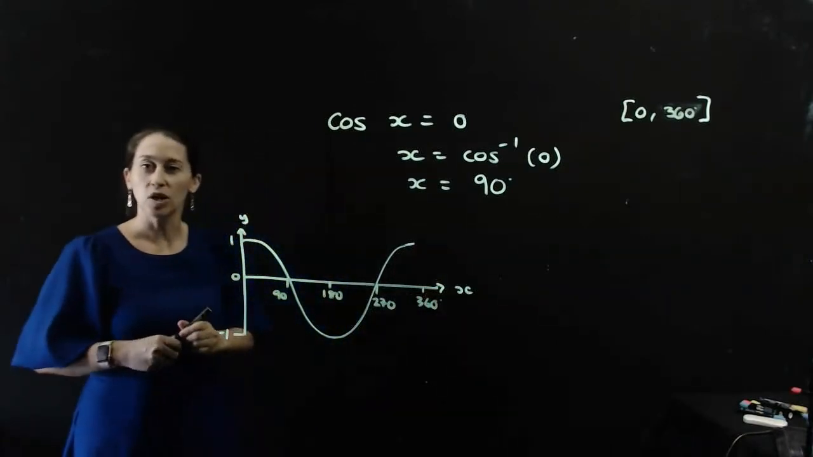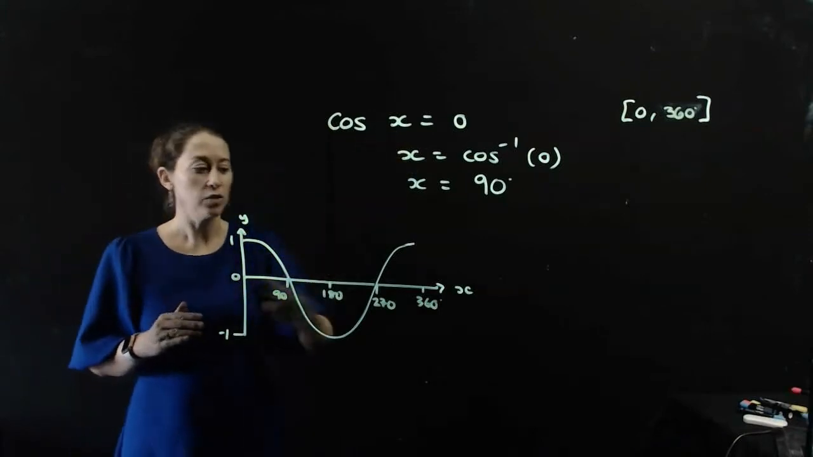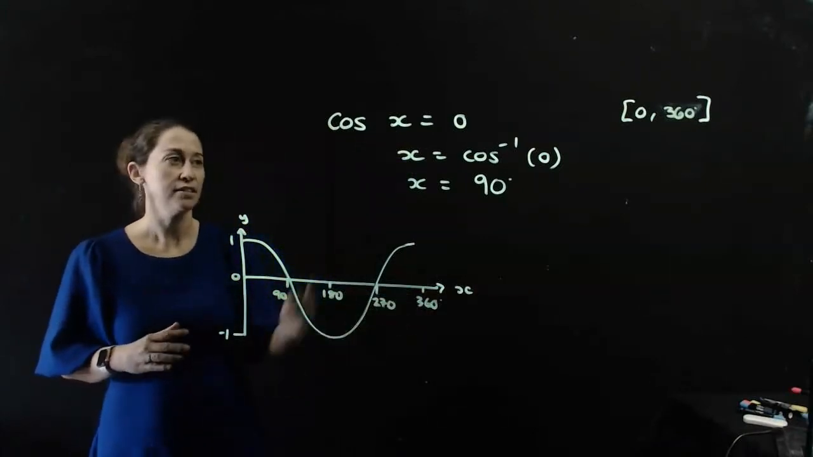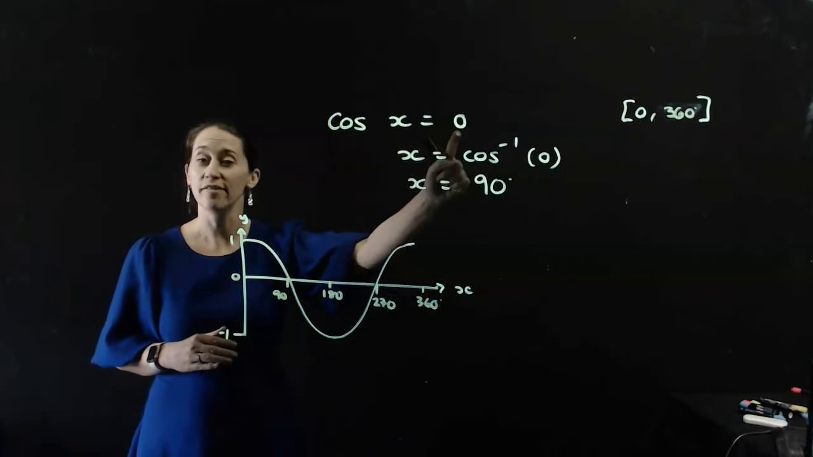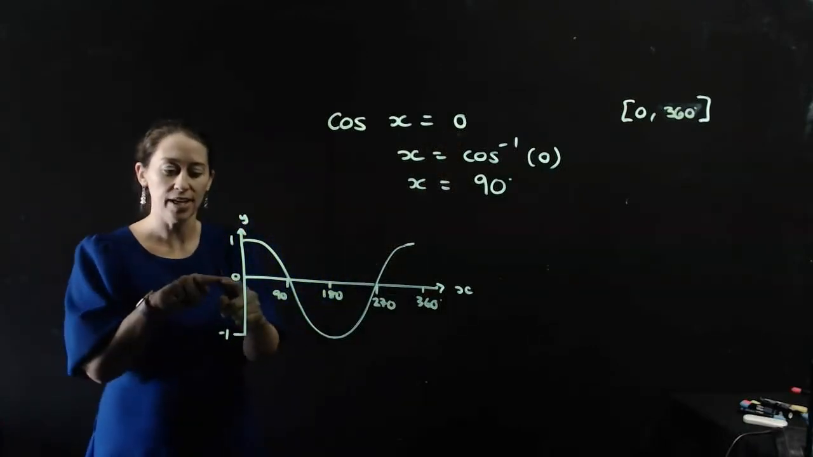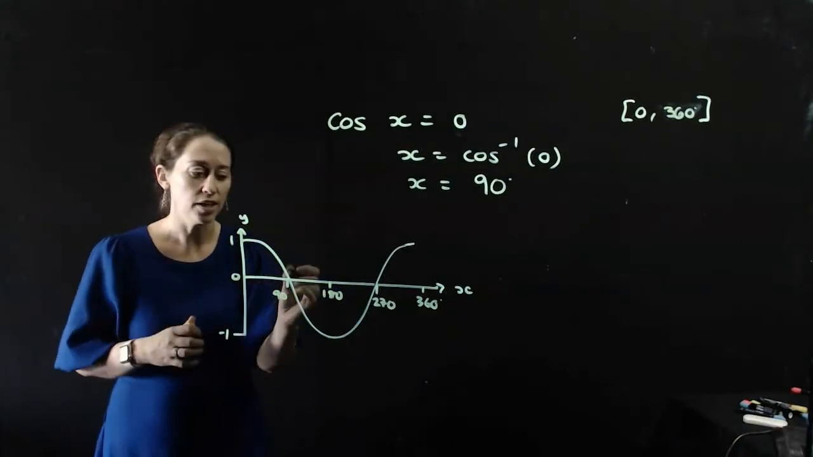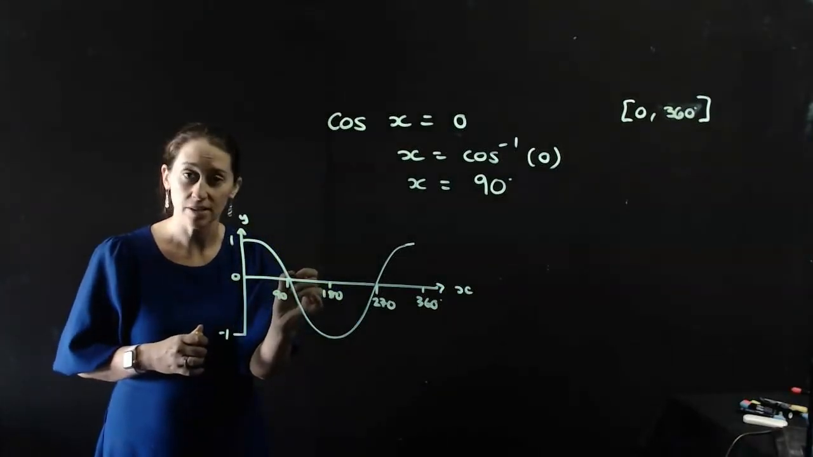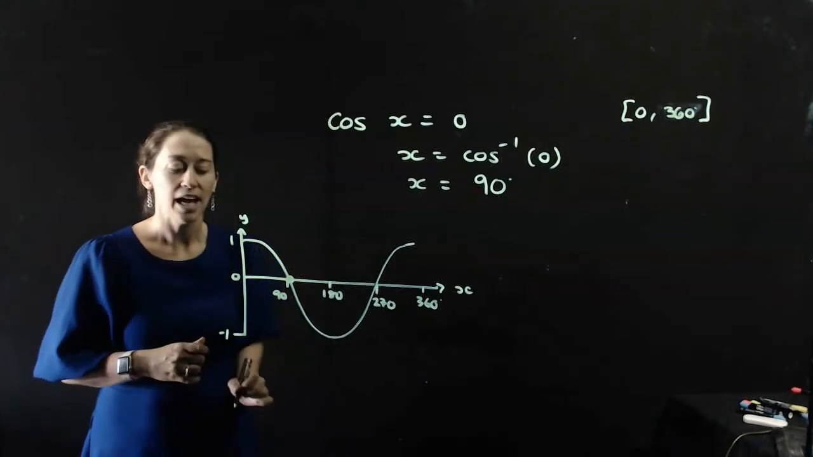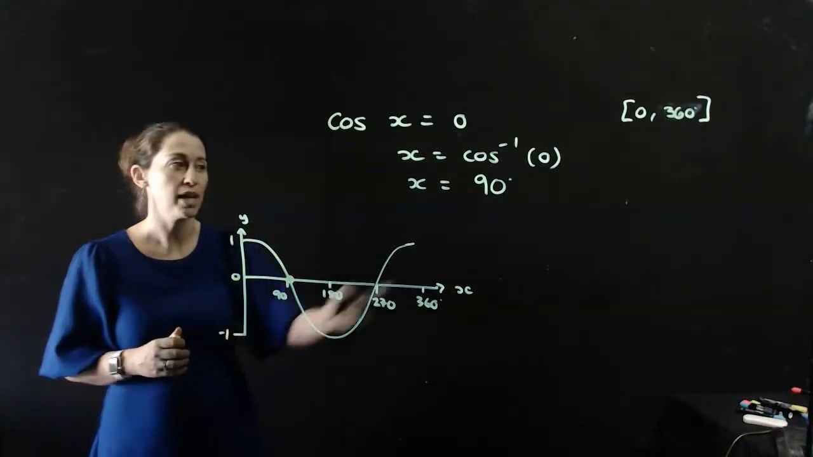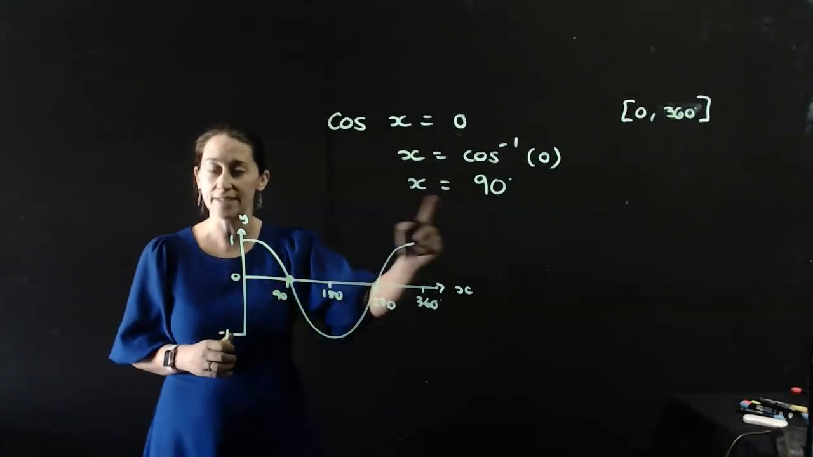Now, let's have a look at what angles, so our angles are along the x-axis, what angle produces a y value of 0. So here is the line when y equals 0. As I look along the line, the line meets the graph here. And this happens to be at 90 degrees, which makes sense because that's what the calculator gave us.